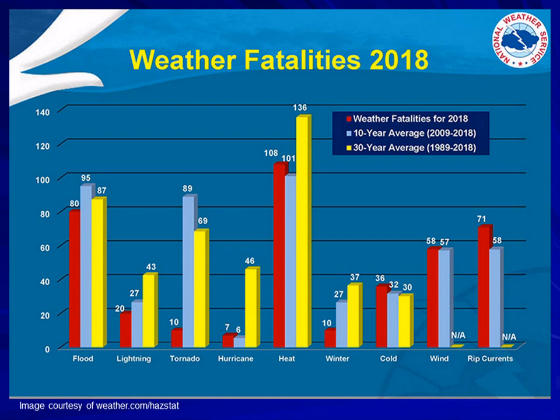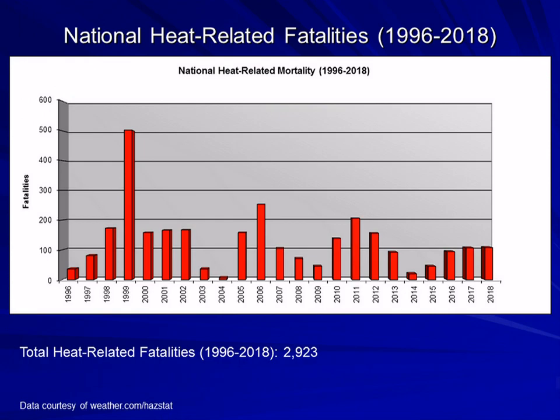So how does this compare to other years? Historically, over the last 22 years, there have been 2,923 fatalities related to heat in the United States. As you can see in the chart, there are spikes in fatalities which correspond to widespread severe heat events.